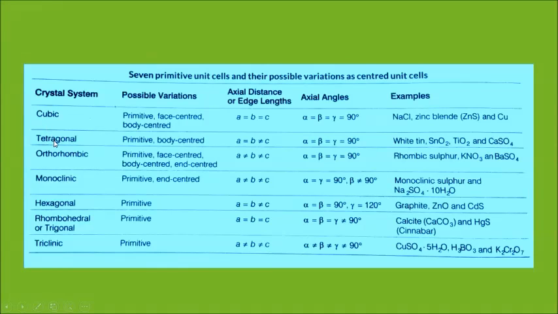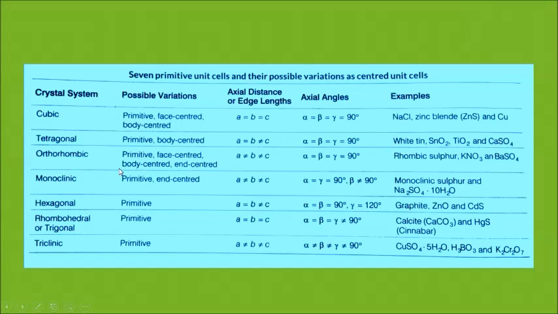The next one is tetragonal, where we have the possible variations primitive and body-centered. Here we can see the edge length a equal to b, which is not equal to c, and alpha, beta, gamma are equal to 90 degrees. The examples are tin, stannous oxide, titanium oxide, and calcium sulfate.